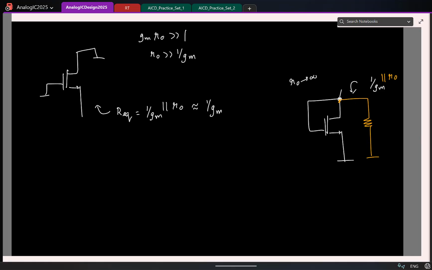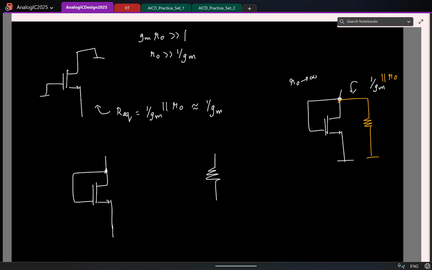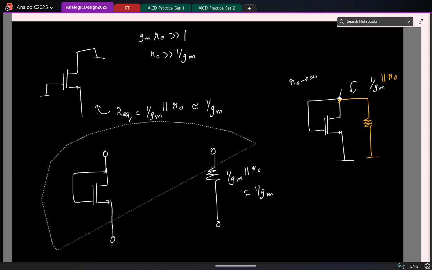Yeah, I'm sure you are appreciating. Remember, the moment I have this, I know this is equivalent to a resistor with the value 1/gm parallel r0, or roughly 1/gm for saturation. Now it doesn't matter if I basically, let me copy this.